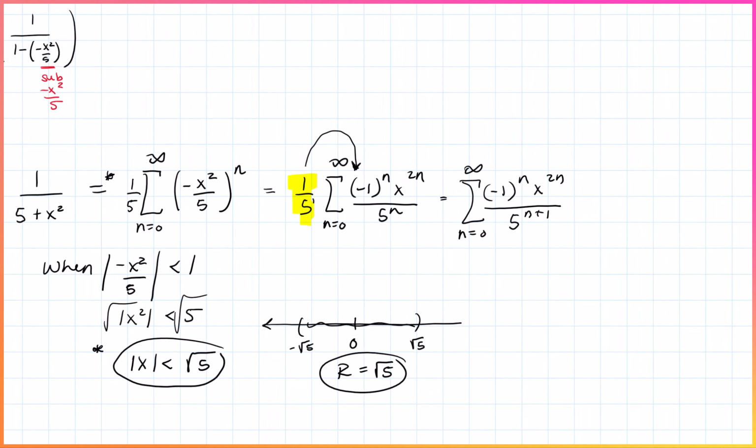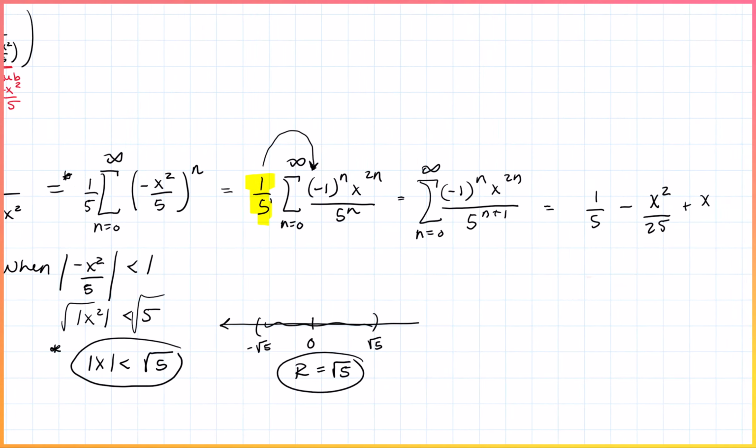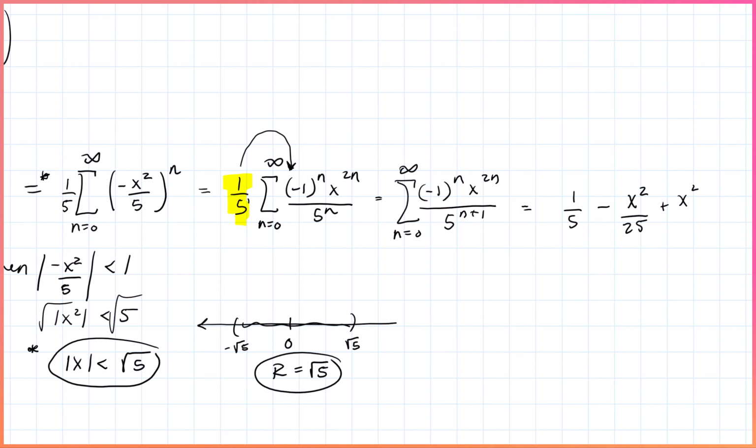And if we wanted to write out a couple terms, we could do that. So when n equals 0, in the top we would just get 1, and on the bottom we'd have 5. And on the next term, we'd have a negative x squared over 5 squared, or over 25. And then on the next term, we'd have a positive x to the 4th over 125, and so on and so forth.